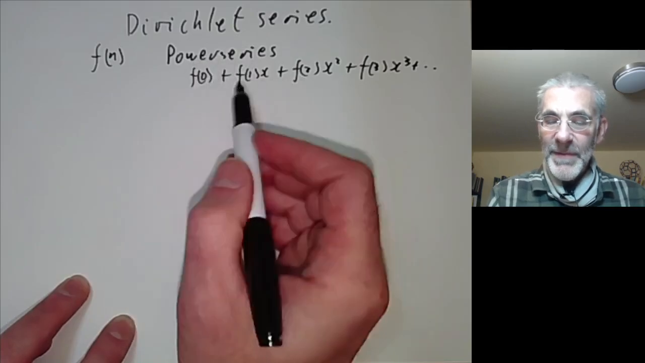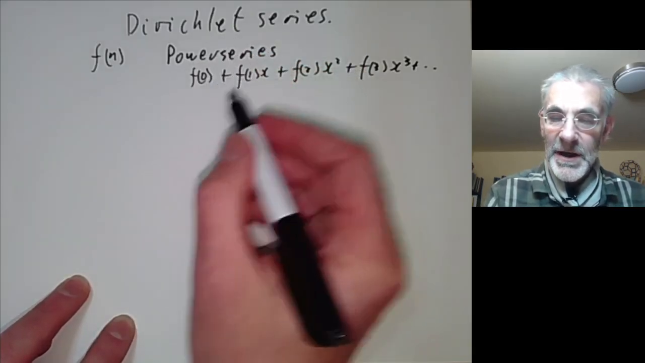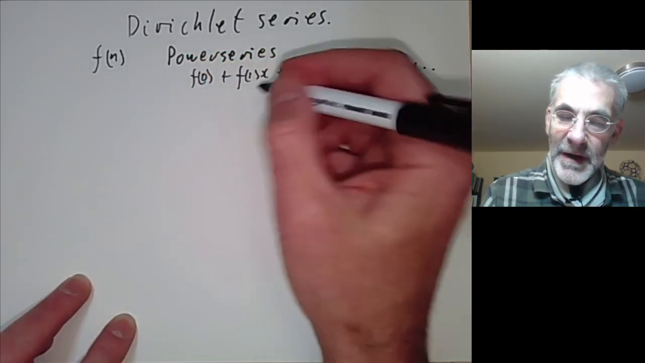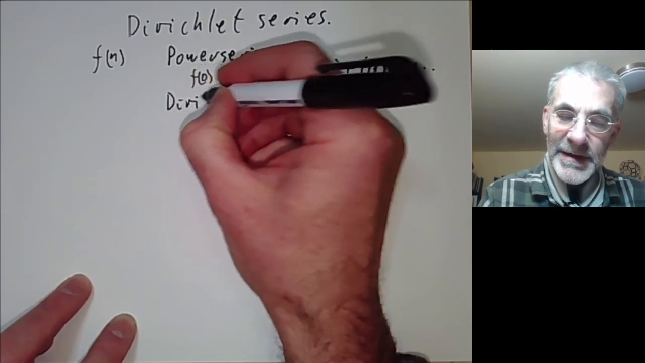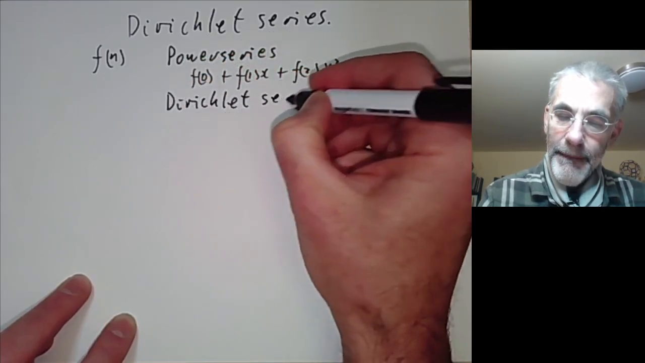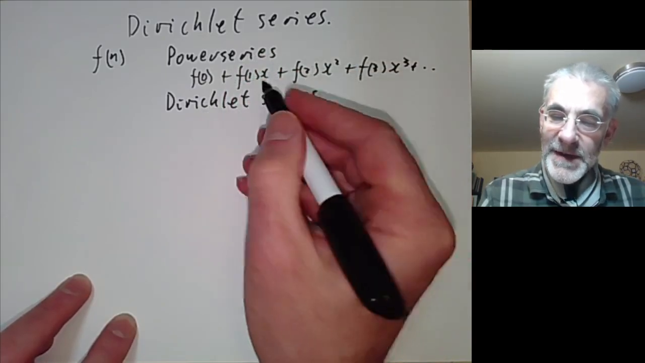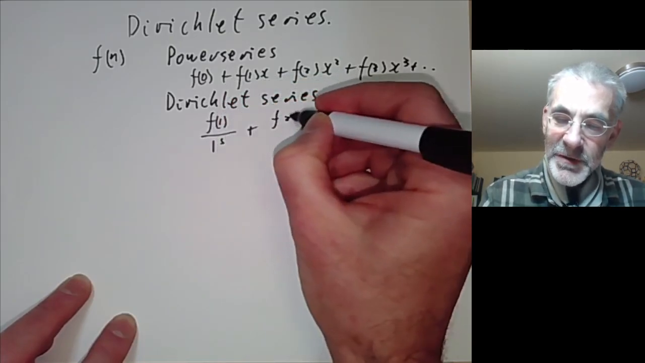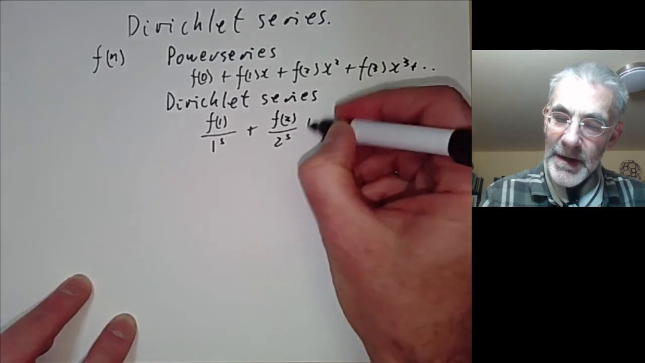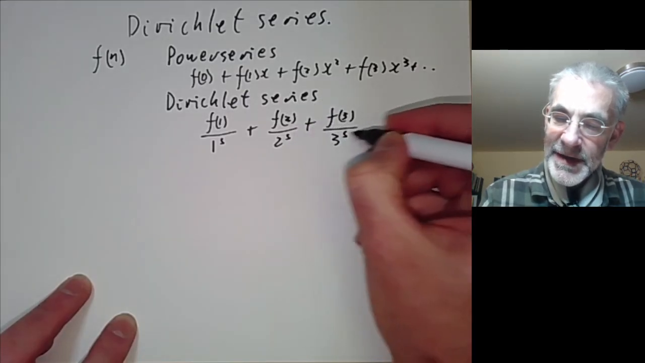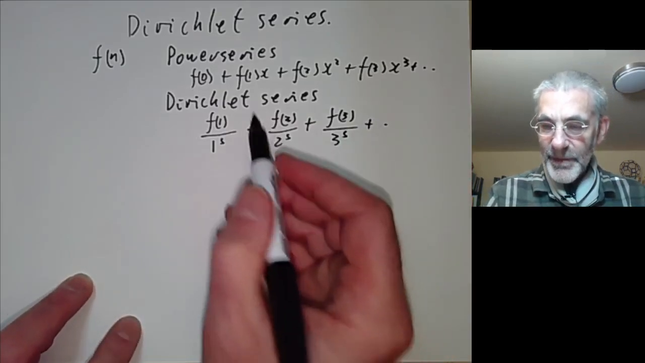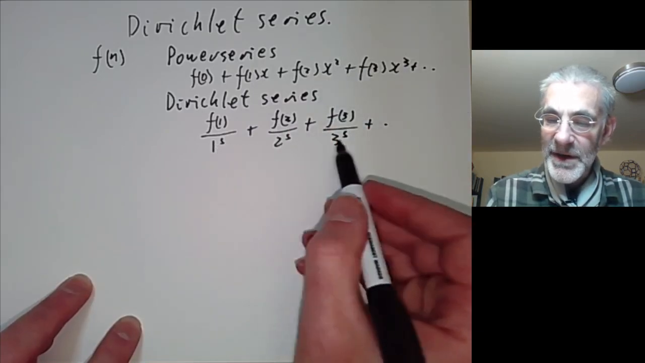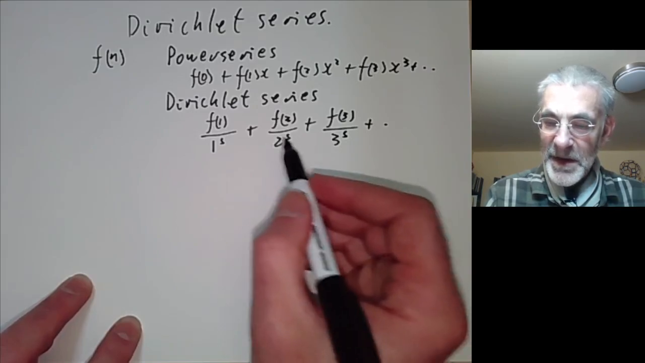We're not going to discuss power series very much, at least not in this lecture, although these quite often turn up in combinatorics. What we're going to do is a different sort of generating function, which is a Dirichlet series. Here, instead of taking powers of x, we take f1 over 1 to the s plus f2 over 2 to the s plus f3 over 3 to the s and so on. Here the numbers 1, 2 and 3 are not in the exponent; they're the thing you raise to the power of s.